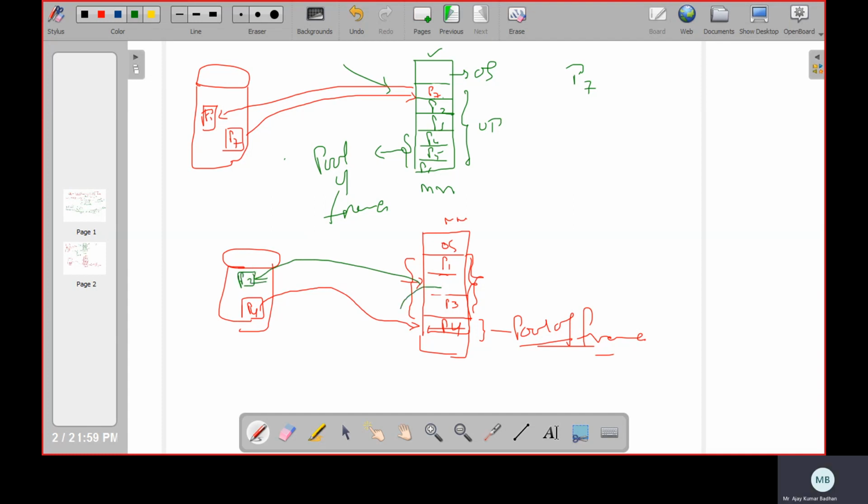Now this empty space will be brought back down into this particular pool. So it will go to the top, like this is P3, P4, and again this becomes a free pool. Again we are getting a free pool here. Okay, this is exactly how your system works.